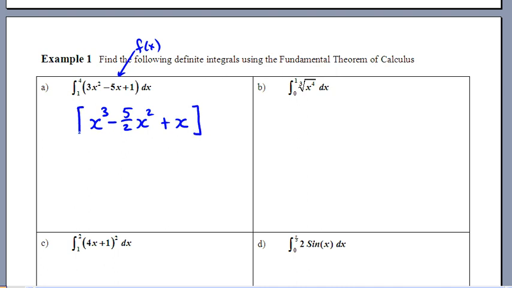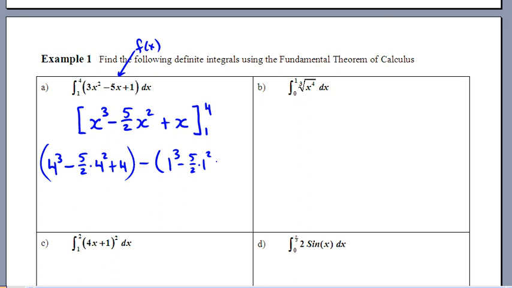And then we're going to evaluate that at these two spots. We're going to do final minus initial. So I put the 4 in first. I'm going to go 4 cubed minus 5 over 2 times 4 squared plus 4. Get that final evaluation done, and then subtract off the initial evaluation. Final answer for that ends up being 28.5. Perfectly found the area under the curve.